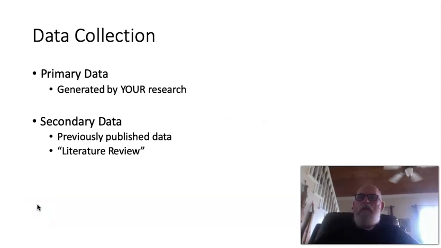The data that you will accrue by virtue of your research is called primary data. The data that others have gathered is secondary data. Milestone 2 is to review the secondary data relevant to your research problem. This is often called a literature review.